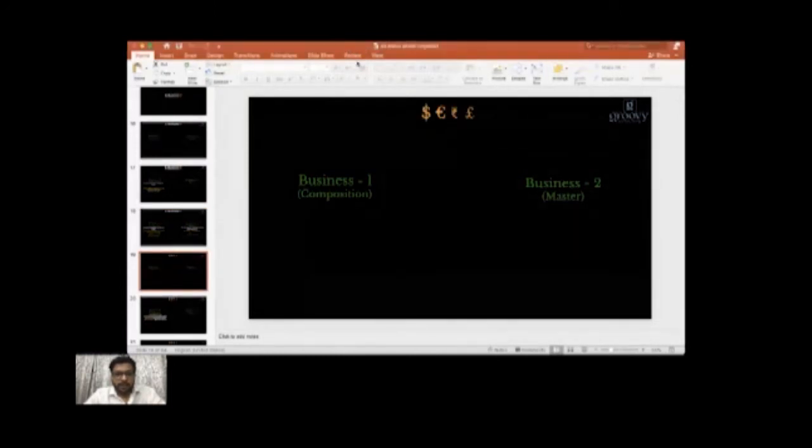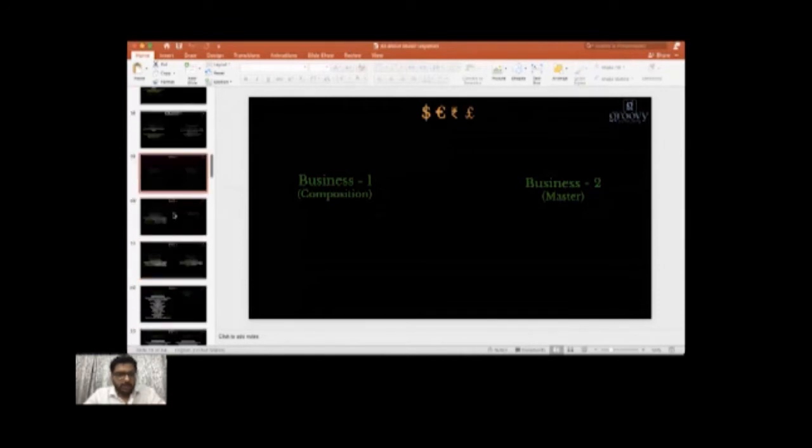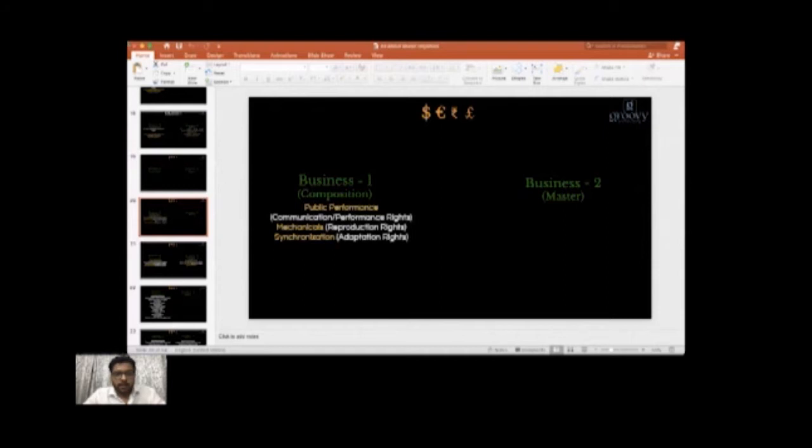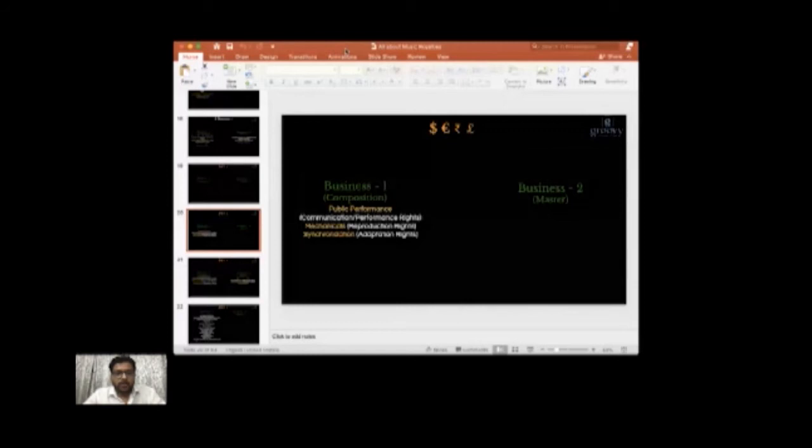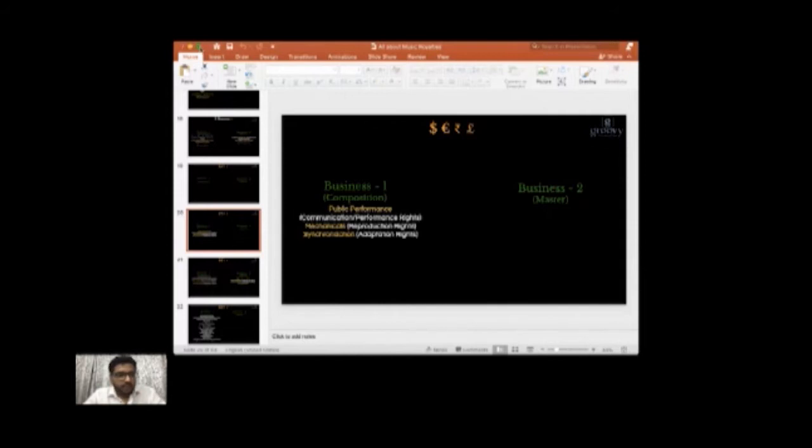In a sense, your business one would have monies from a public performance, wherein your song is performed live, and hence it's in a public place, and hence it's subject to performance royalties.